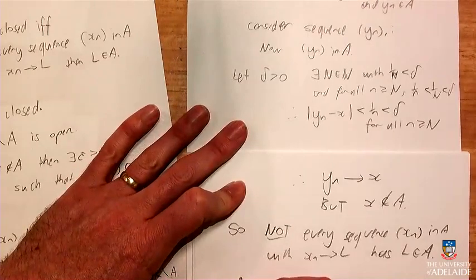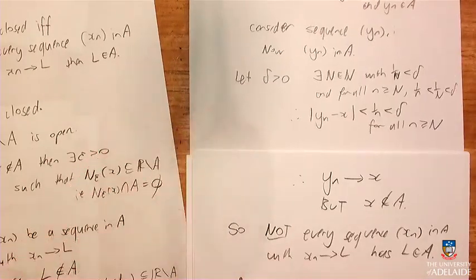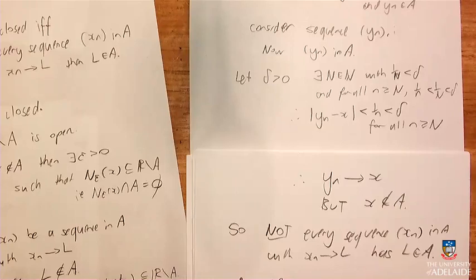So therefore, if every sequence xn in A with xn going to L does have L in A, then A must be closed. And therefore it is proven.